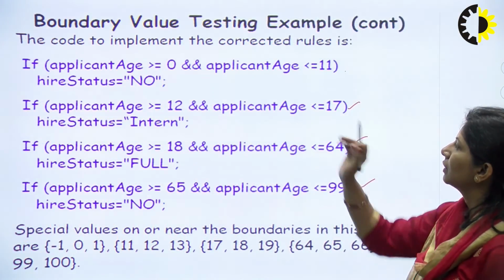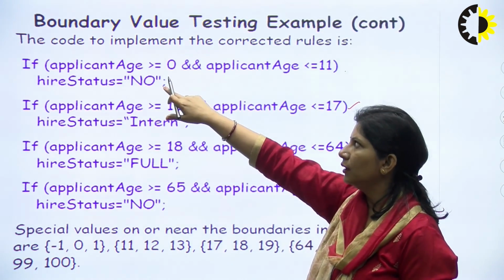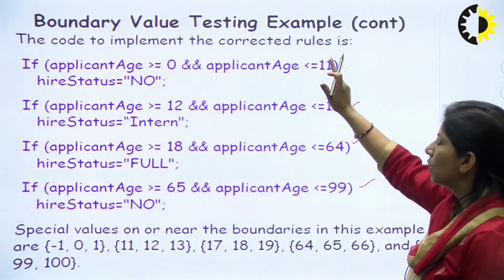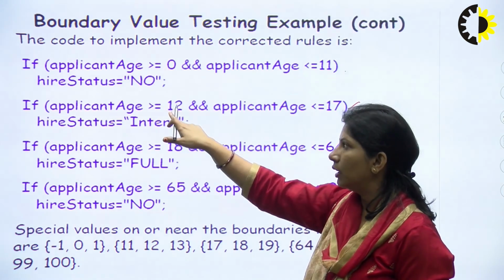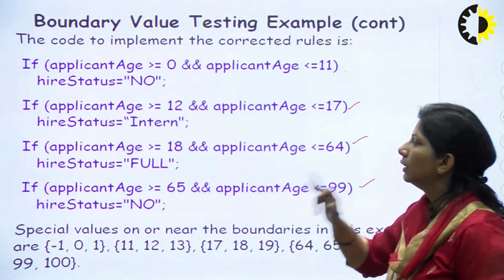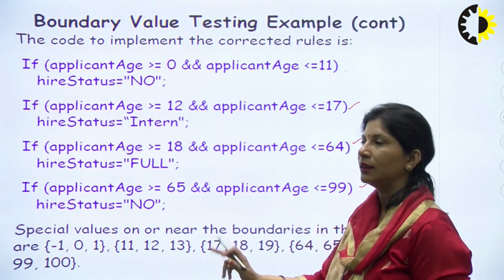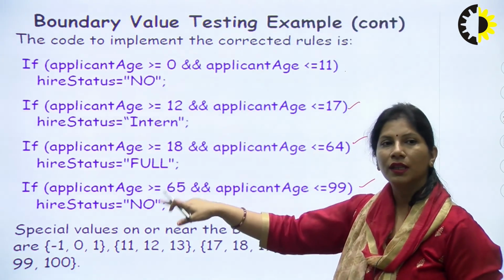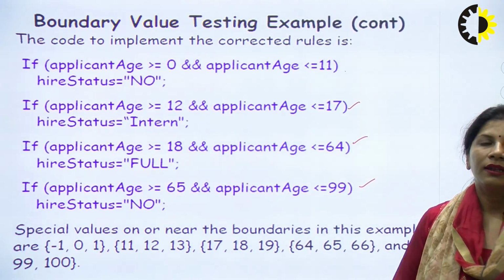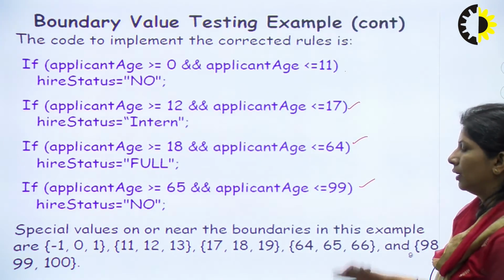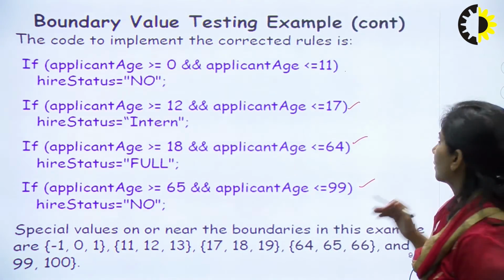How are we doing it? What we are doing is checking around 0, that is -1 and +1. Then we are also checking around 12: one less, that is 11, 12 and 13. Then again I am testing 17, then 18 and 19. Then 64, 65 and 66. And likewise for 99, that is 98, 99 and 100. Here these are the test cases and we will get our desired outputs.